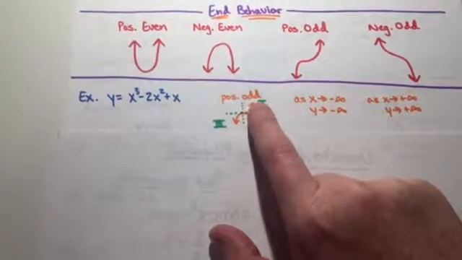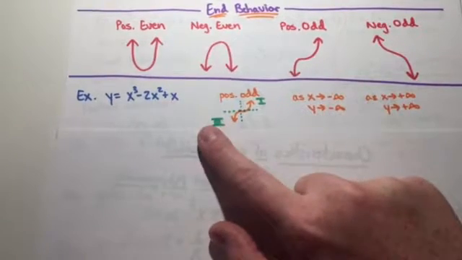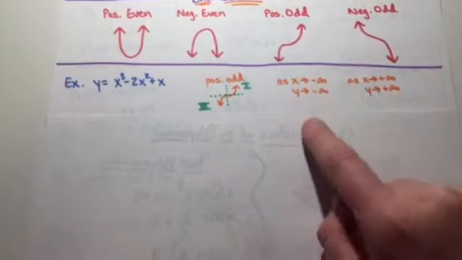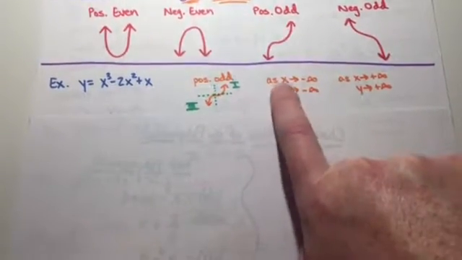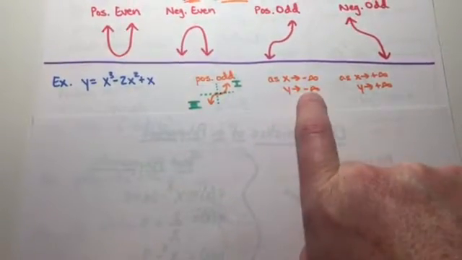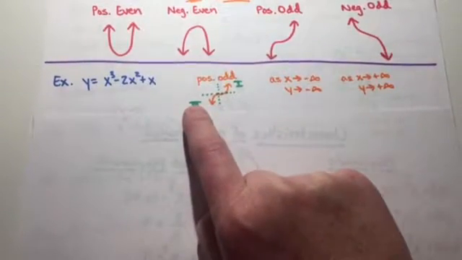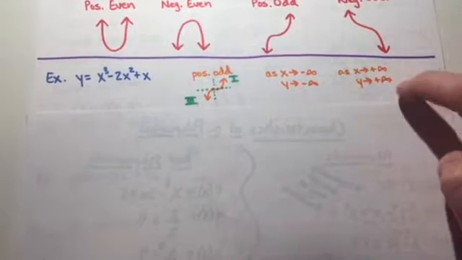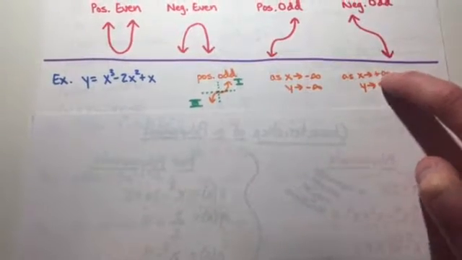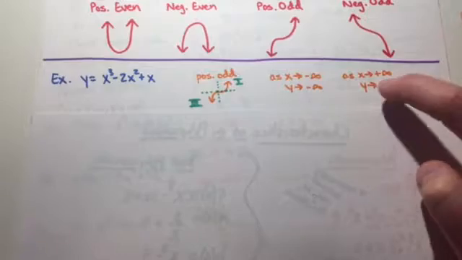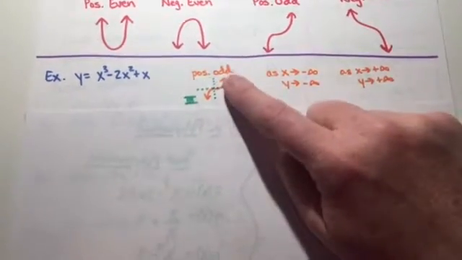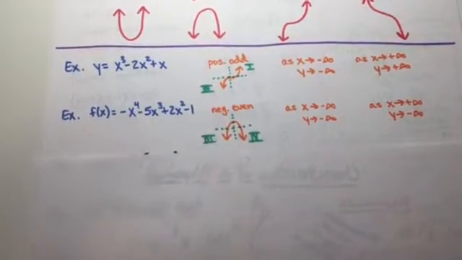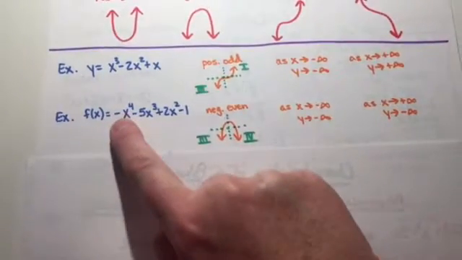So this end is headed toward the first quadrant and this end over here is headed toward the third quadrant, infinitely so. So this is how I would write that. As x approaches negative infinity, y approaches negative infinity, because that is what the third quadrant is doing. It's negative, negative. And then the first quadrant is positive, positive. So I say as x approaches positive infinity, y is also going to approach positive infinity forever because it's going toward the first quadrant.